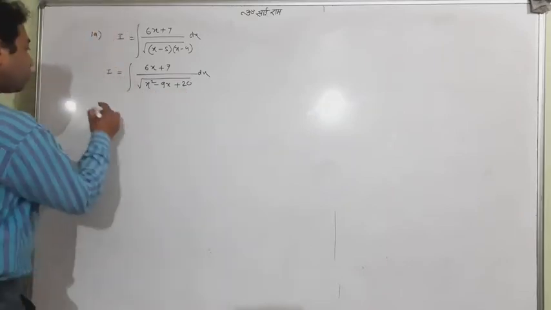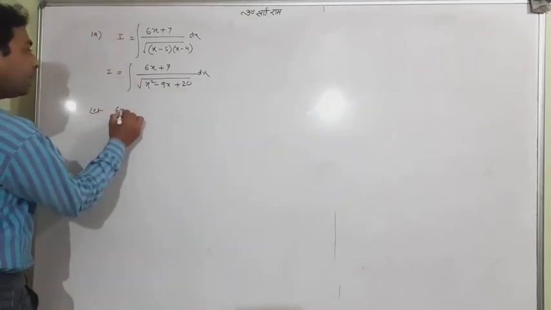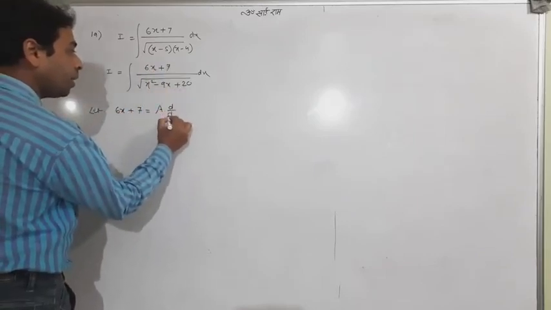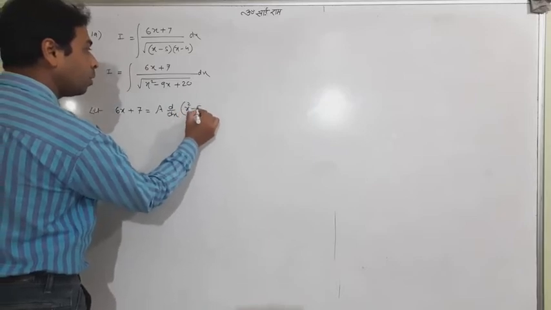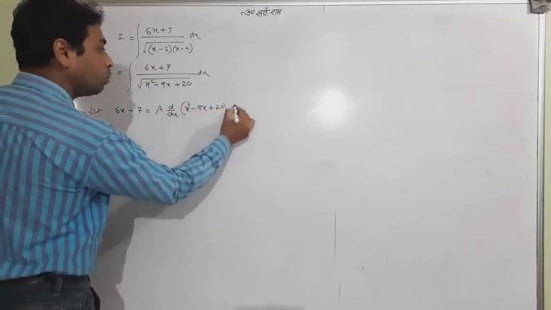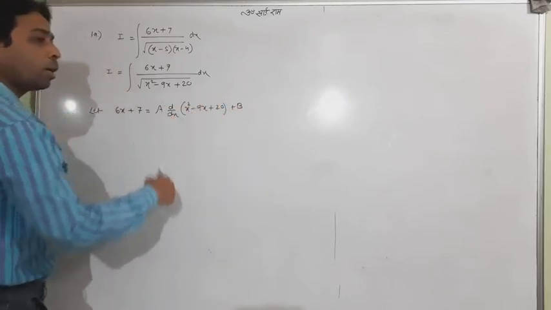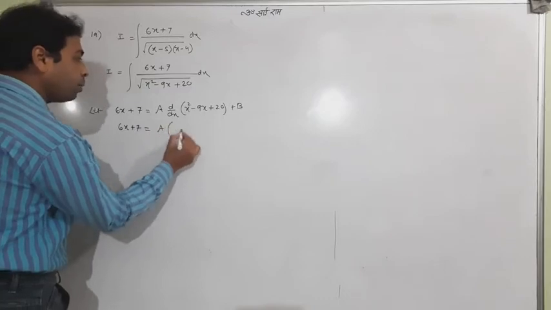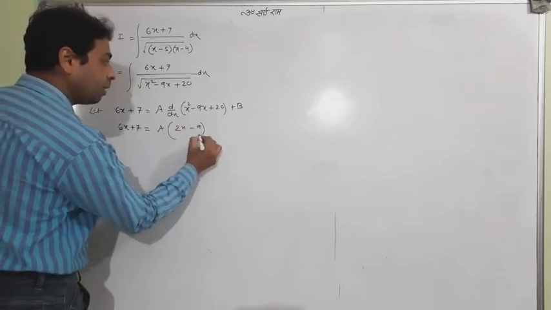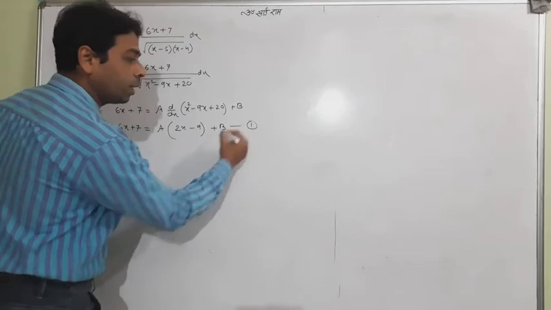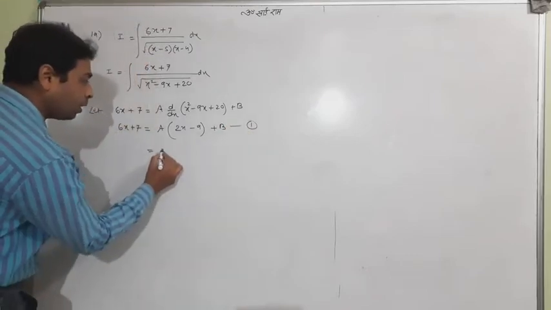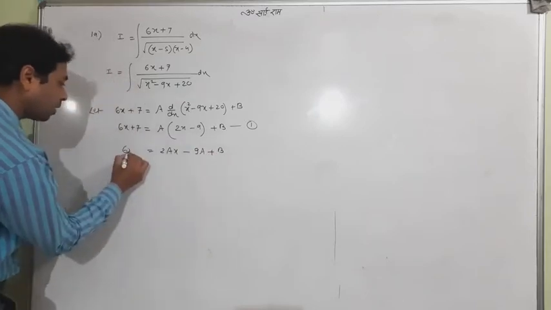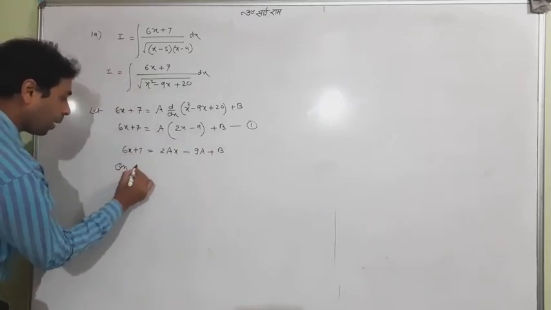The method is very much the same, and I taught you the method that the linear part will be taken as A into d by dx of the quadratic part plus B. This time you don't need to take the under root sign. Then 6x + 7 equals A into d by dx of that, which is (2x − 9), plus B, and this will be equation 1. Now I multiply A in the bracket: 2Ax − 9A + B, and this is 6x + 7, and I will compare now.